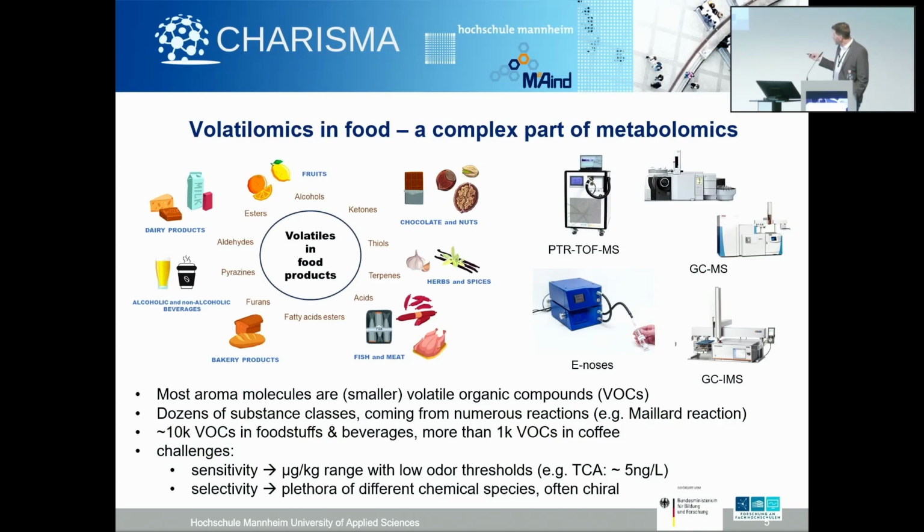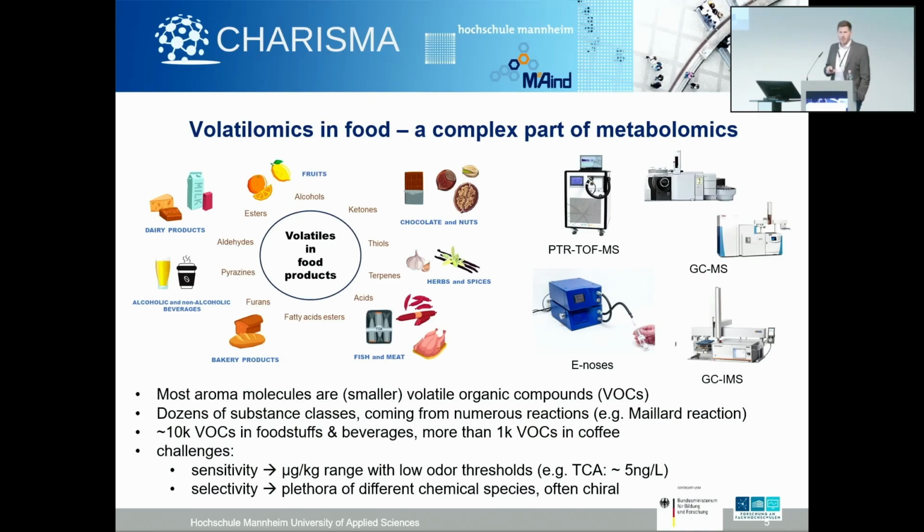I think also the chiral, so the enantiomeric compounds, are counted here as well. And the main challenges I see here are basically two classical analytical issues: selectivity and sensitivity. A lot of compounds are present in the lower microgram or even nanogram per kilogram range with low odor threshold. So we have a high perception of smell or taste, mostly smell. For example, trichloroanisole has a threshold of 5 nanograms per liter.